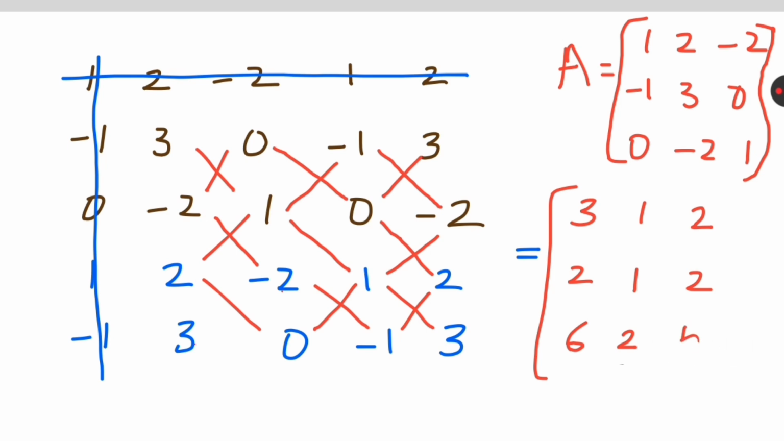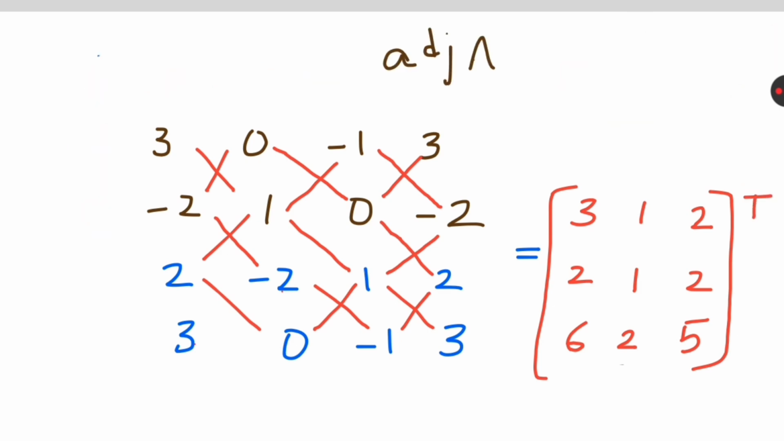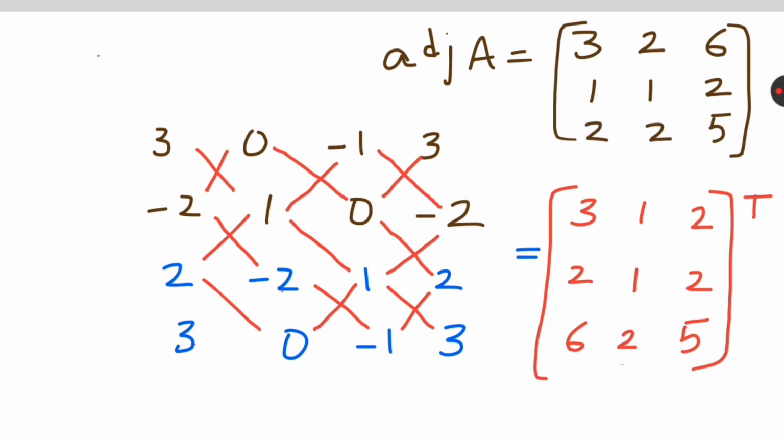So like that, using this shortcut we can find the cofactors of the matrix very easily. Then you have to do the transpose to get the adjoint of A. You need to take the transpose of this matrix: the first column you write as the first row. The first column is 3, 2, 6, you just write as the first row. The second column, 1, 1, 2, you write as the second row. And then the third column you write as the third row. This is your adjoint of A.